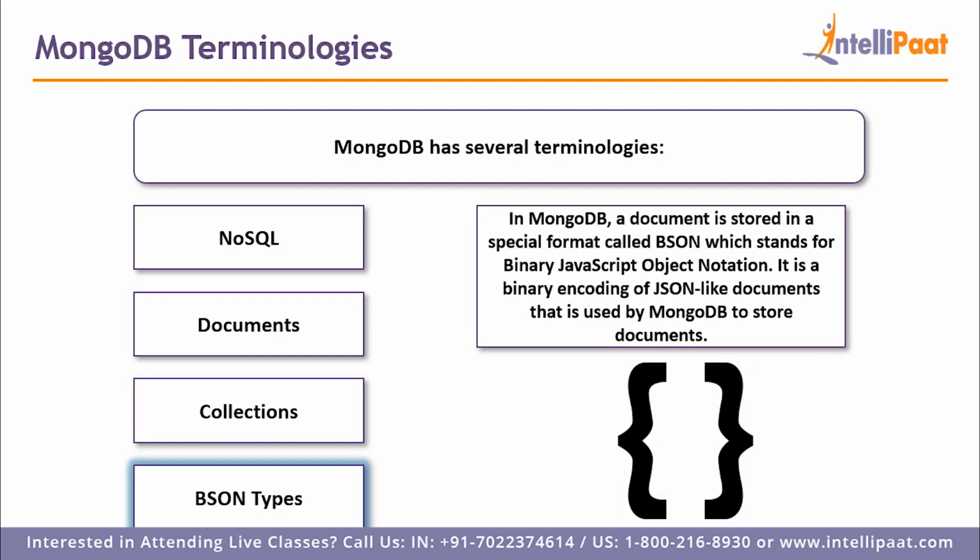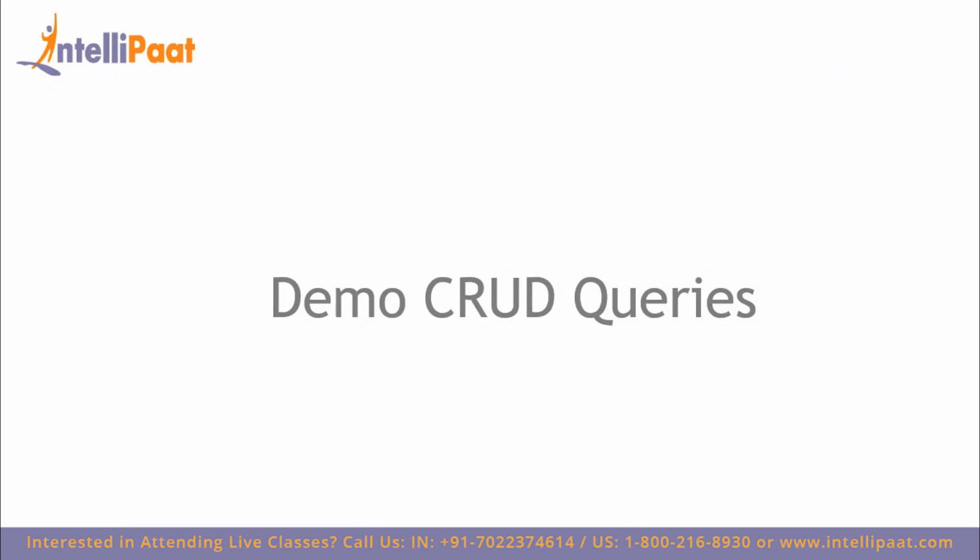As discussed earlier, MongoDB stores the data that it stores in a special format called BSON, which stands for binary JavaScript Object Notation. It is a binary encoding of JSON-like documents and is used by MongoDB to store the documents. Now let's have some demos of how to use MongoDB and add and remove collections and data from it.